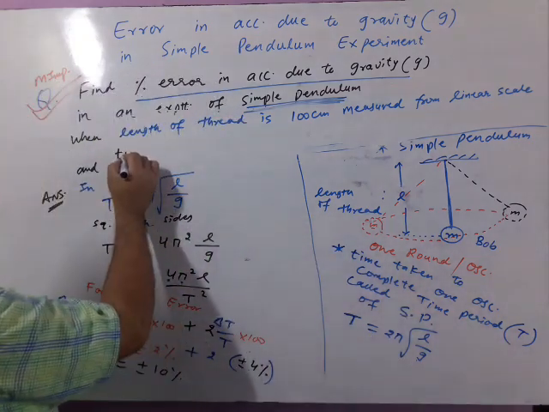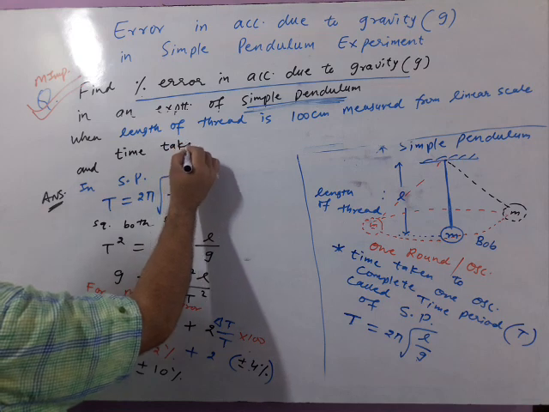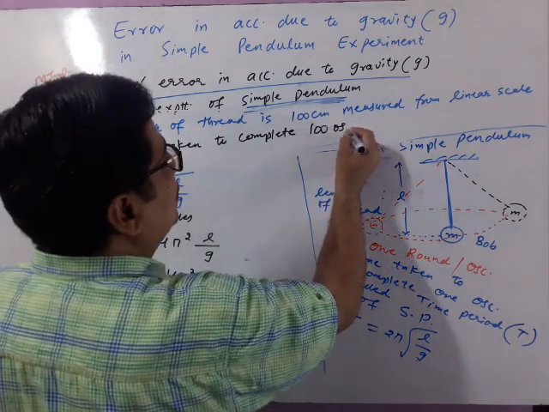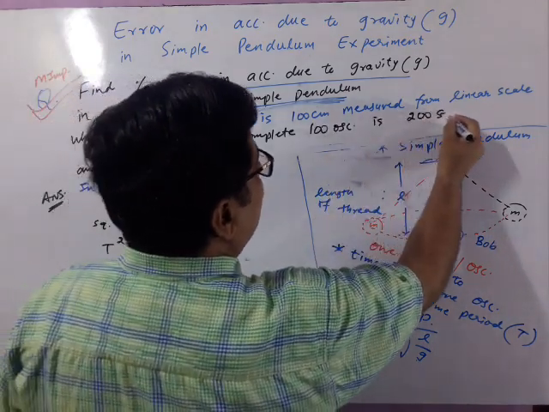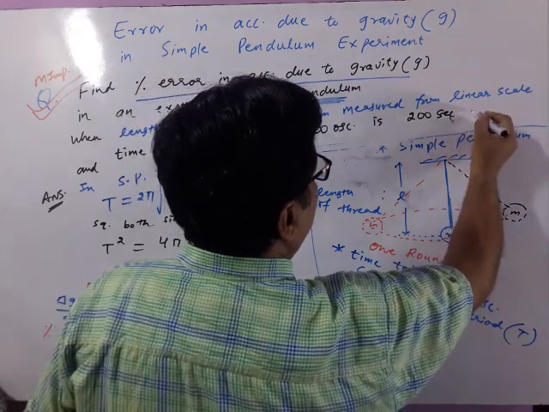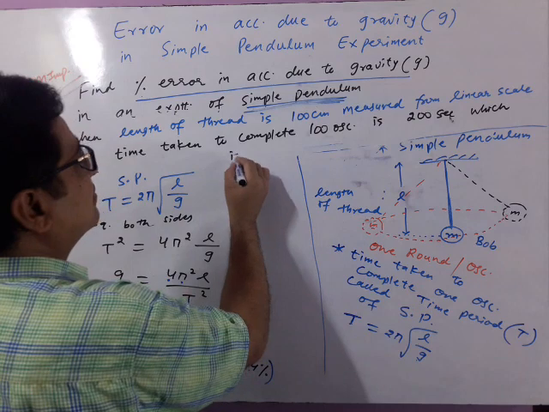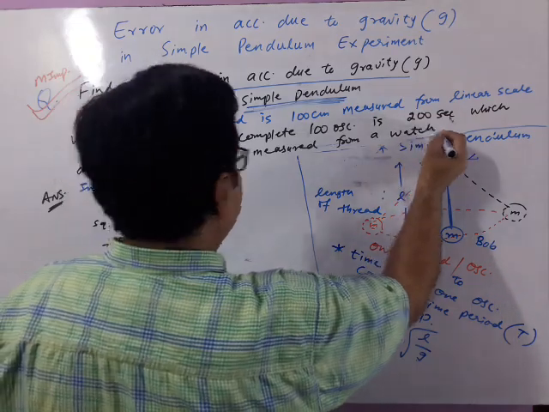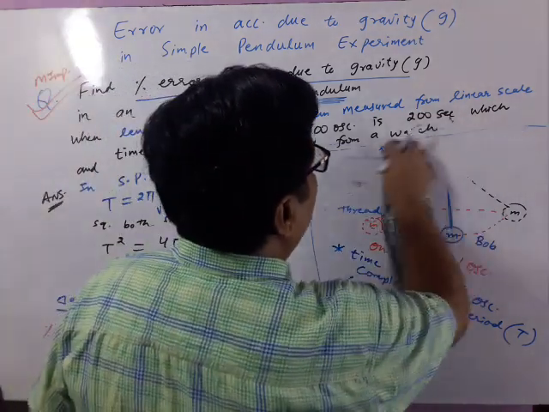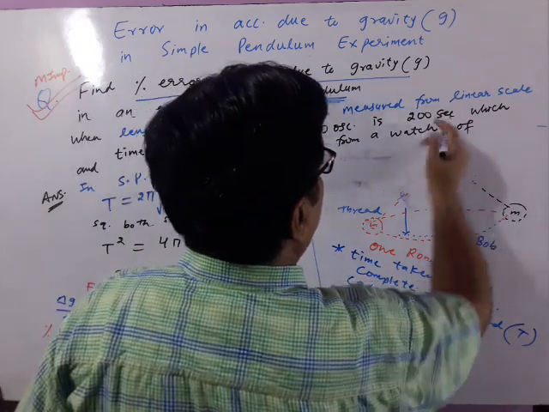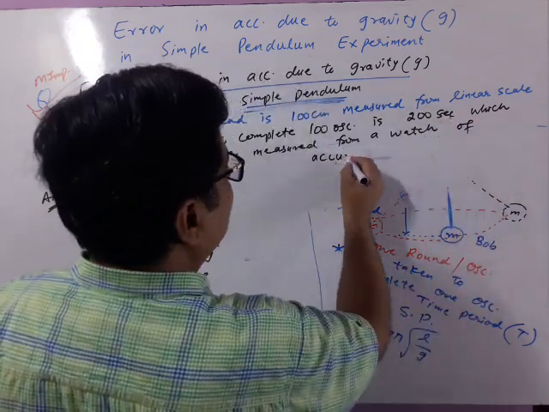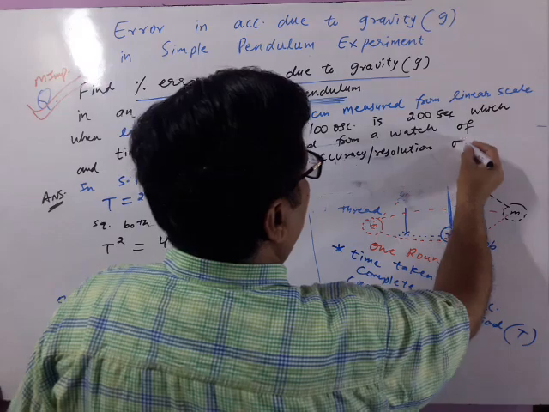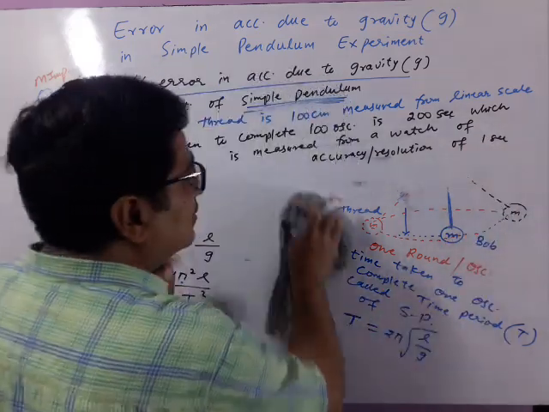And you are given time taken to complete 100 oscillations is 200 seconds, which is measured from a watch of least count or accuracy, or sometimes written resolution, of 1 second. I'm telling you, this is question.